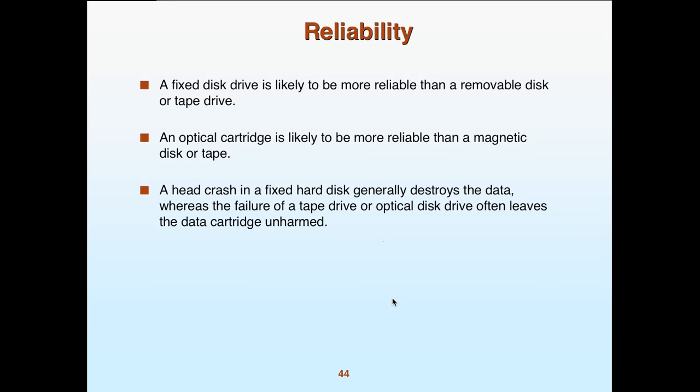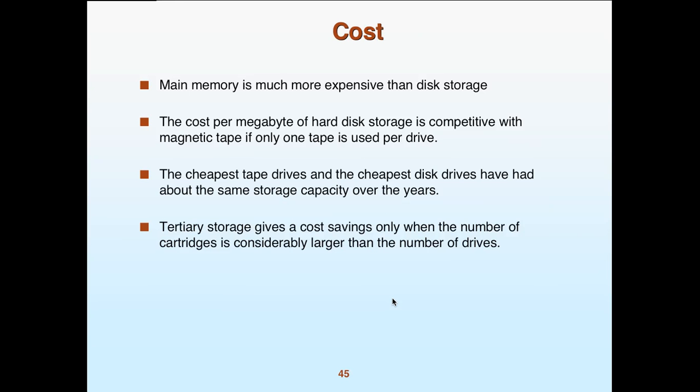Head crashes in a fixed hard drive generally destroy the data. Yep, which is why, when your computer falls down, the head, the arm, hits the disk surface. It's called a crash. It's going to damage it. Failure of the tape drive or optical drives often leaves the data cartridge unharmed, usually. So hard drives themselves are kind of vulnerable.